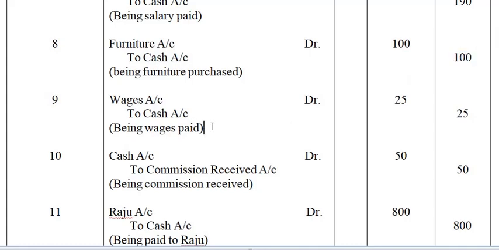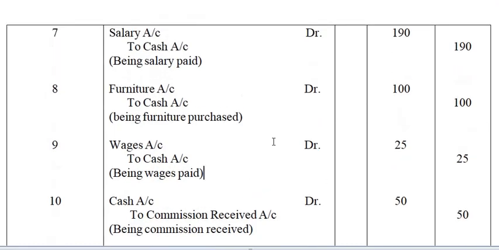Now wages, so it is similar to salary. Okay, so wages account, debit to cash account. Wages is your expenditure, so nominal account, debit it. Okay, and cash, real account, cash is going out, so you will credit it. Okay, so now what is the difference between the salary and the wages? Salary, actually you pay to the skilled laborers, and wages you pay to the unskilled laborers.